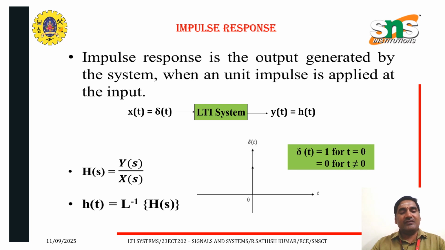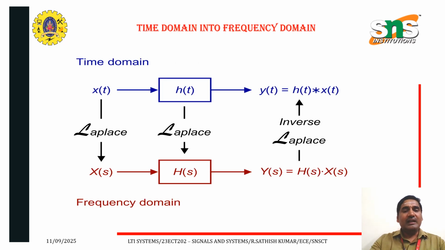How to find the impulse response of the system? When we take the inverse Laplace transform of H(s), we can get the impulse response of the system. Next one, time domain into frequency domain. The x(t) can be applied to Laplace transform which can produce X(s). When we apply the Laplace transform of h(t), we can get H(s).